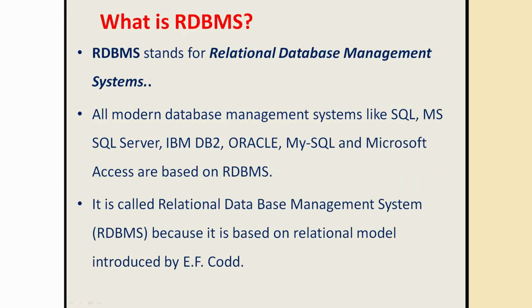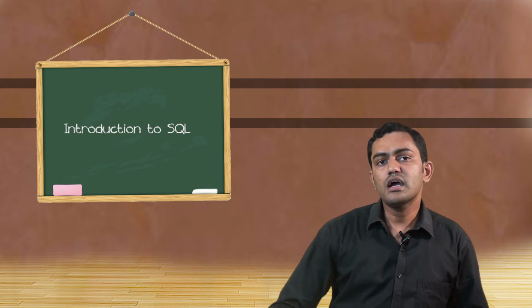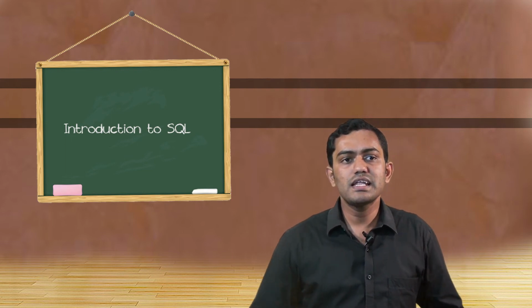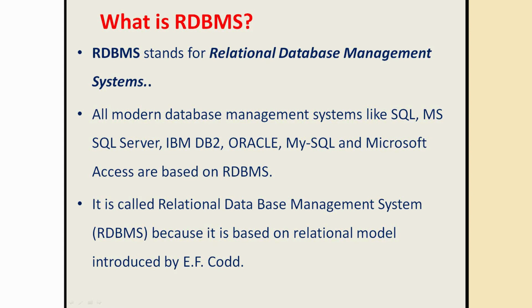Then we are discussing RDBMS. What does it mean? What is the full form of RDBMS? R stands for relational, D stands for database, M stands for management, S stands for system. Here we have different types of relational database management system applications, like SQL, MySQL Server, IBM DB2, Oracle and Microsoft Access. For all of those, RDBMS is the basic one.